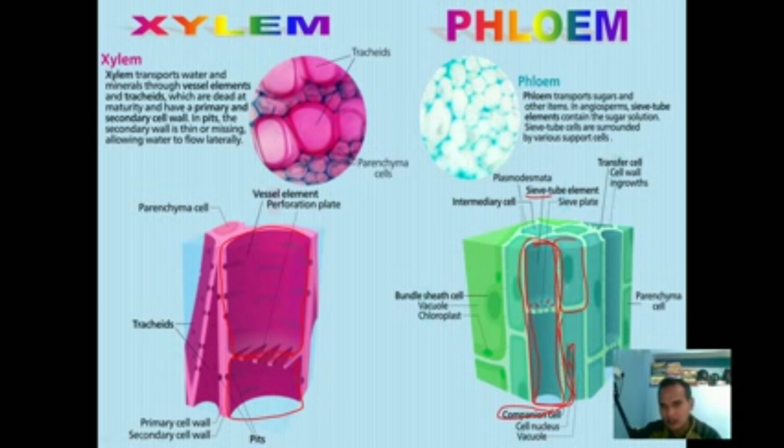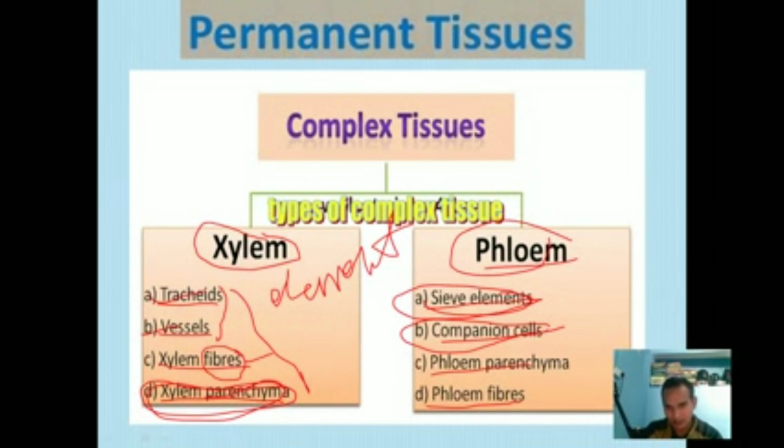Now along with these 2 cells, we have phloem parenchyma and then phloem fiber. Phloem parenchyma again stores the food for the elements of the phloem. And the phloem fiber again gives mechanical support to the phloem tissue.